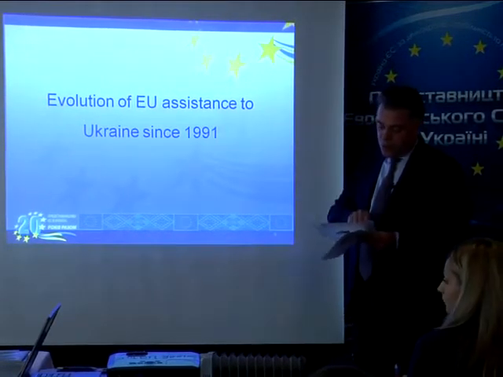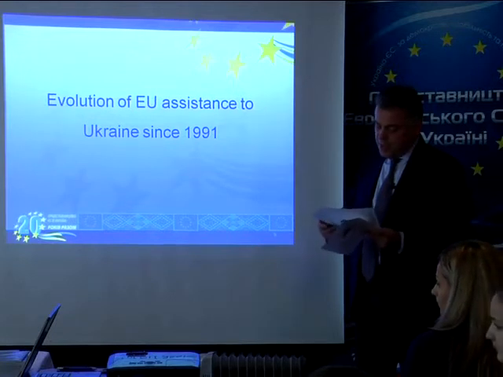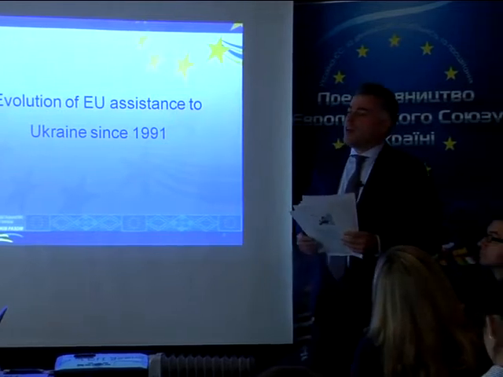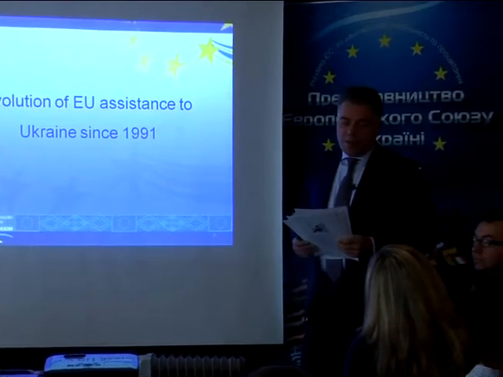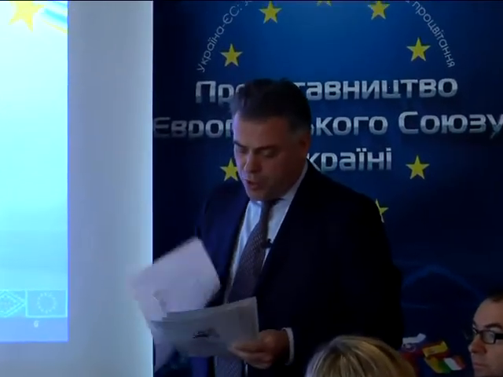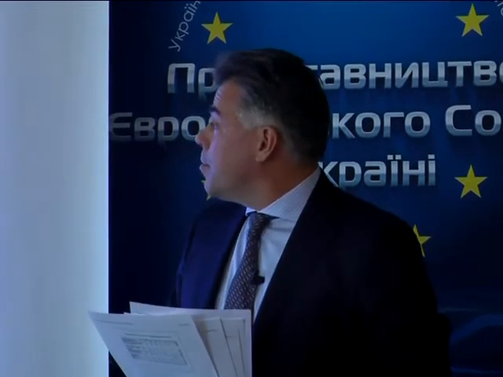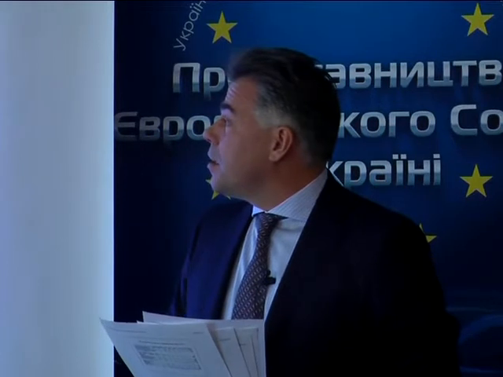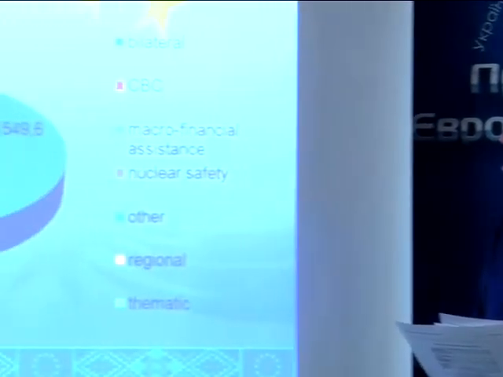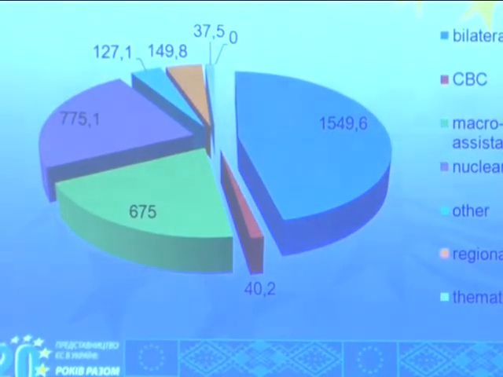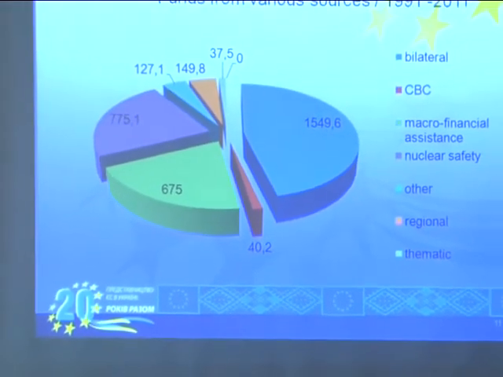So I've already told you about the political context, and I said something about the evolution of assistance, about the evolution in the neighborhood. But I also want to talk about some figures, some of which were mentioned yesterday already. So since 1991, the European Union has provided about 3.4 billion. Yesterday, I think 3.1 billion was mentioned still.